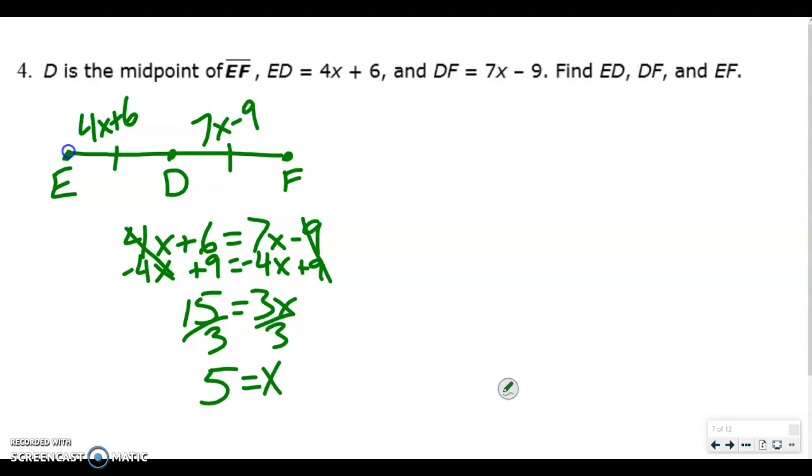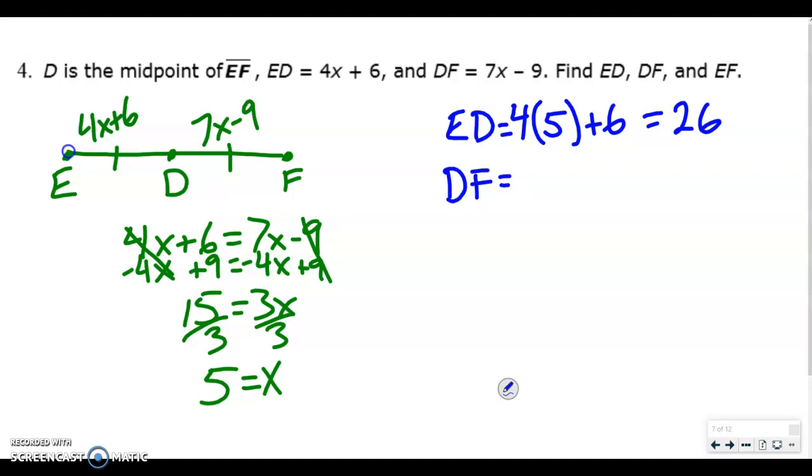Okay, so we need to take 5, plug it back in to figure out both ED and DF. So with ED, we would say 4 times 5 plus 6. That's 20 plus 6, 26. And then DF, 7 times 5 minus 9. 7 times 5 is 35. 35 minus 9, 26. And that makes sense.